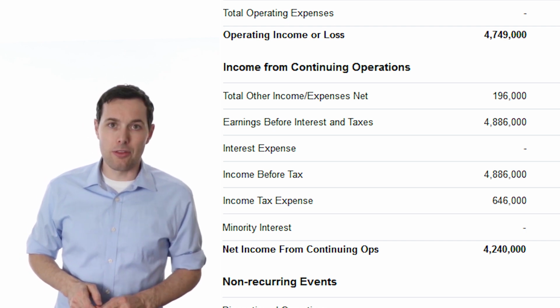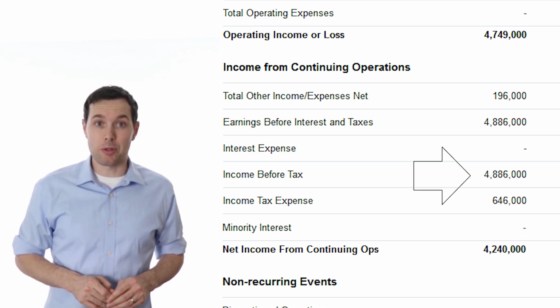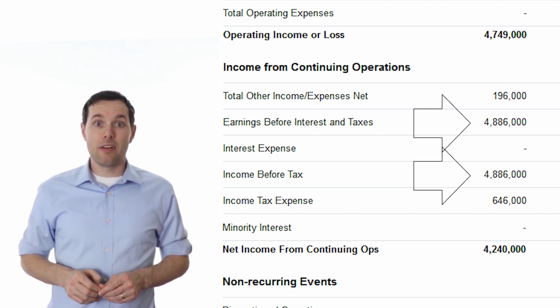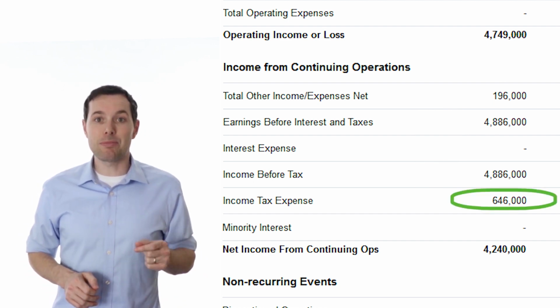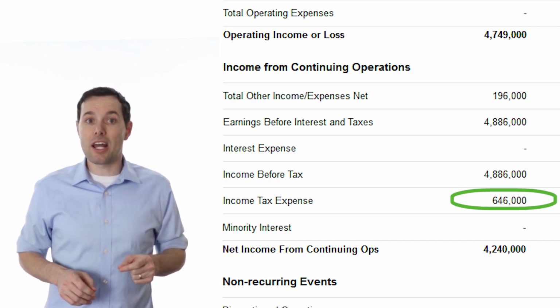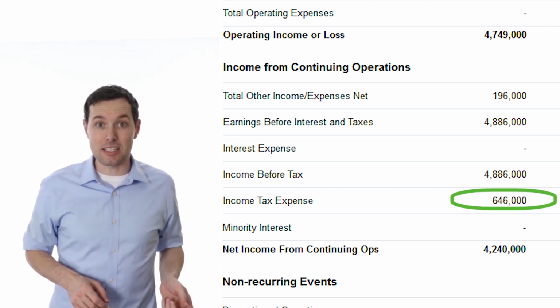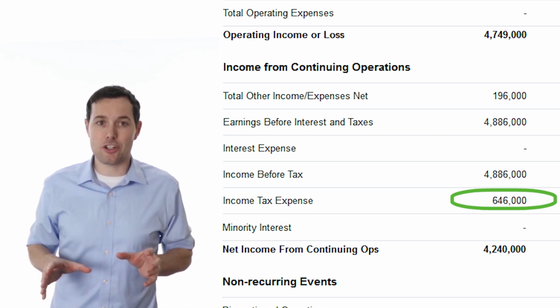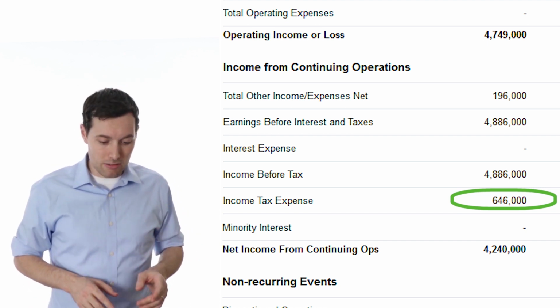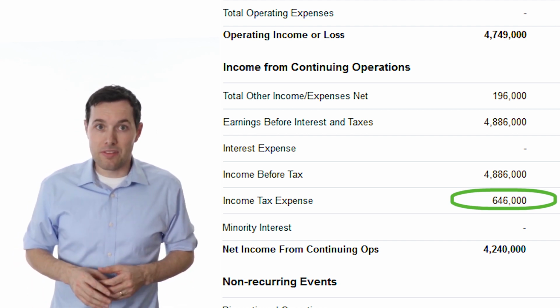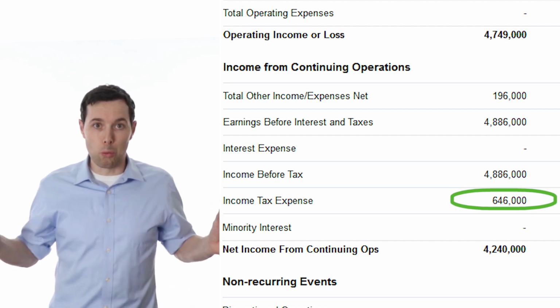Moving down here, another subtotal amount, earnings before tax. It's the same number as last time since they show no interest expense. This here is their income tax expense. This is the line item that would be affected by the recent tax cuts in the United States. But since Nike is an international company, this number here of $646 million is a net number. This is how much they paid in taxes worldwide.